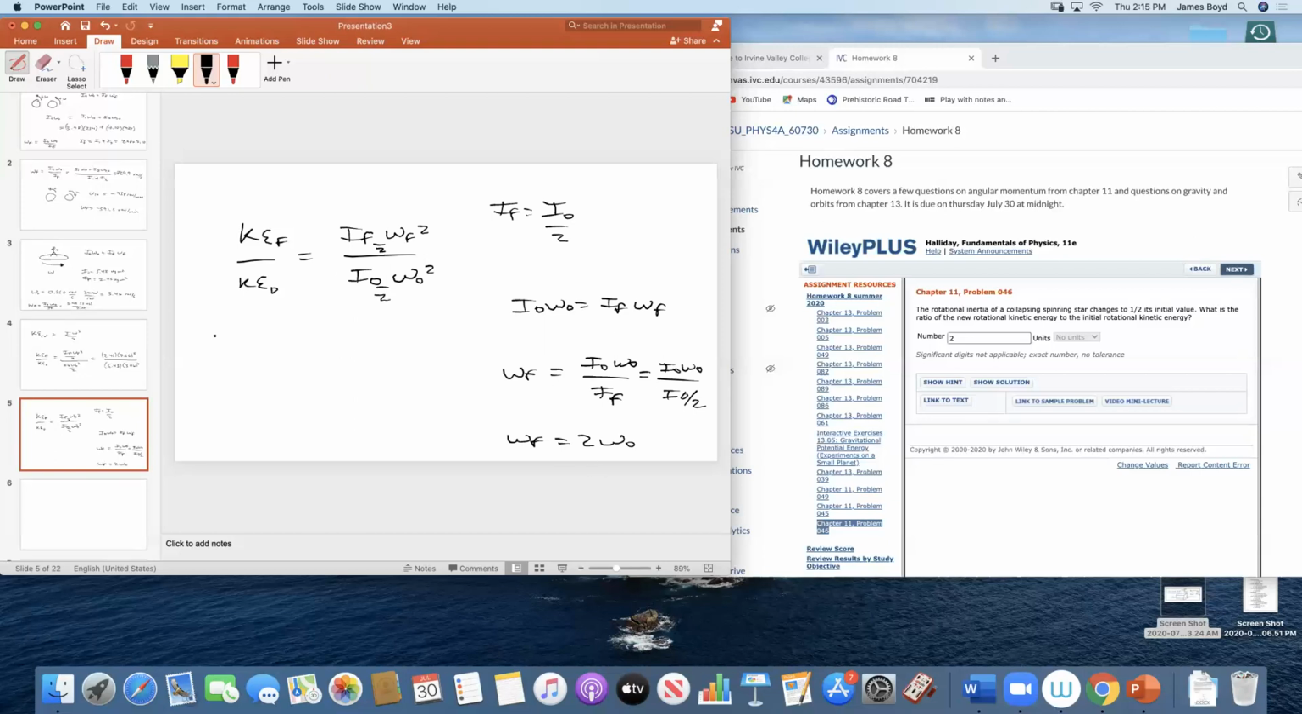All right, so let's put that stuff in. This I final, remember, is I initial over 2. I'm going to leave off the 2's. So 2 omega initial squared over I initial times omega initial squared. Omega initial squared cancels, I initial over I initial cancels, and I get 4 over 2, or 2, which is exactly what we got.